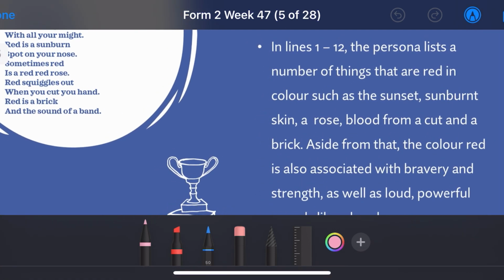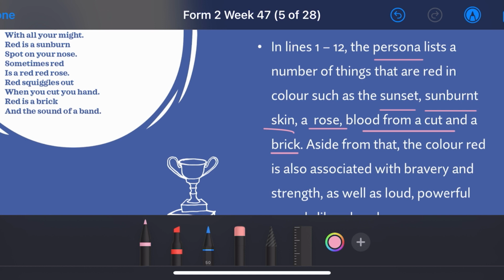Okay, in lines 1 to 12, the persona lists a number of things that are red in color. Okay, such as the sunset. Sunset tu apa? Matahari terbenam. Okay, ataupun sunburned skin, kulit yang kena sunburn, you know, the reddish and painful reddish skin that we always feel. Or a rose, you know, the red rose. Or blood from a cut, darah yang keluar bila you terkat tangan tu, terpotong atau terhiris, I don't know what it is. Okay, ataupun a brick. Okay, brick ni ialah batu bata.